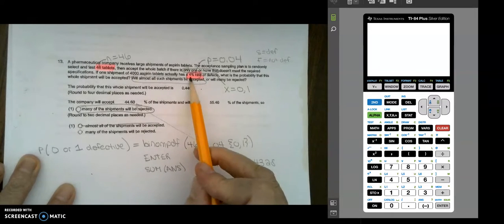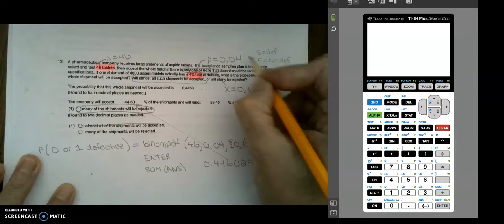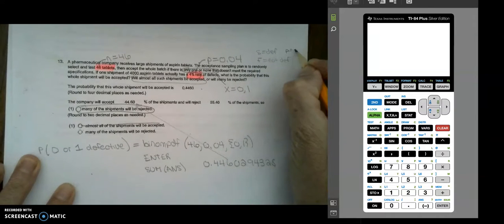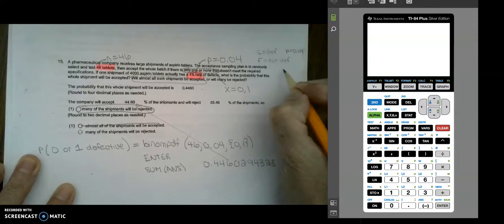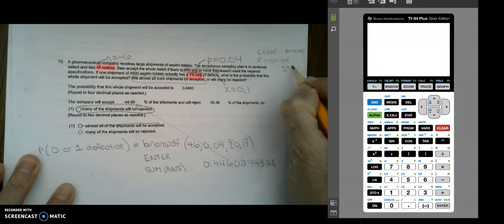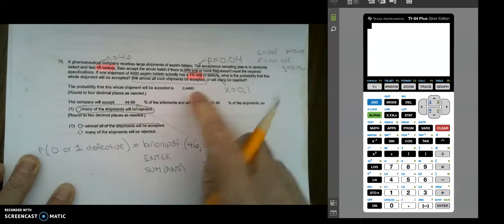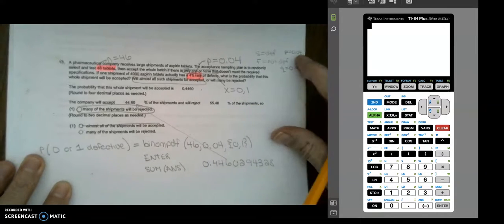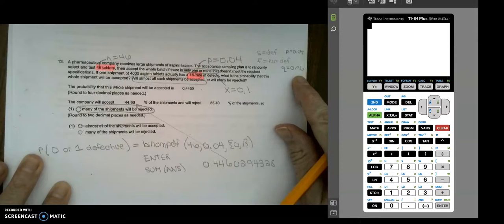So P would be 0.04. And then Q would be 0.96. So they give me the 4% to find the 0.96. I take 1 minus 0.04 to get that.